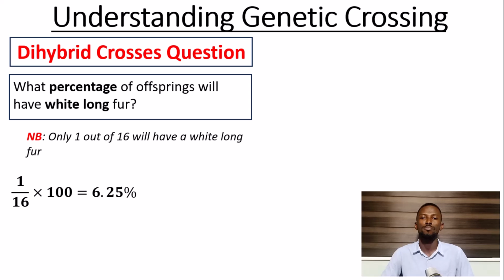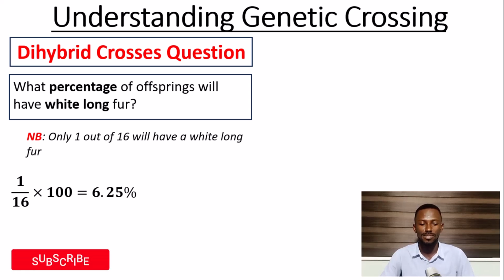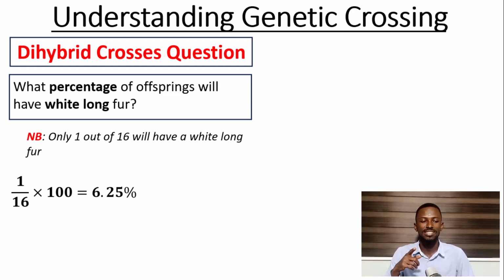So you can do your own percentage for having black short fur. You can calculate it right now and put it in the comment section. That is 9 out of 16. Calculate it, let's see. So 9 out of 16 times 100. You can use your calculator. Go there and check it out for us. So you write your answer in the comment section. You see that it is surprisingly high.